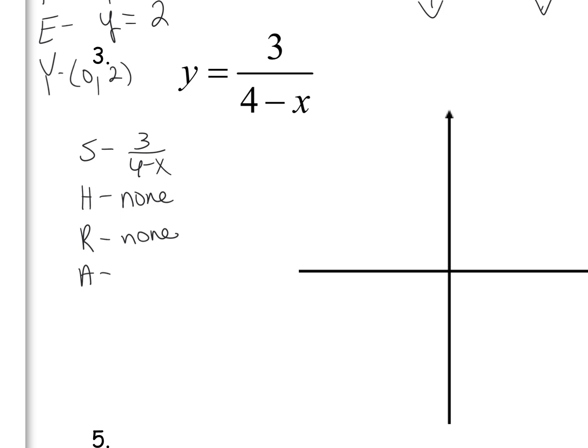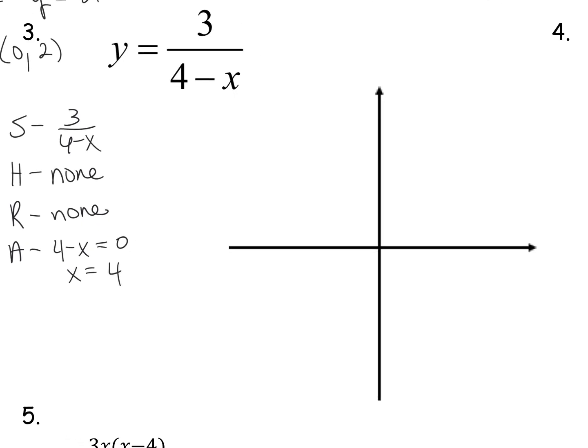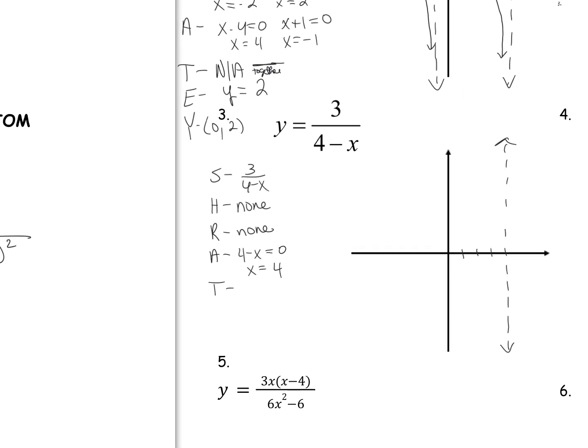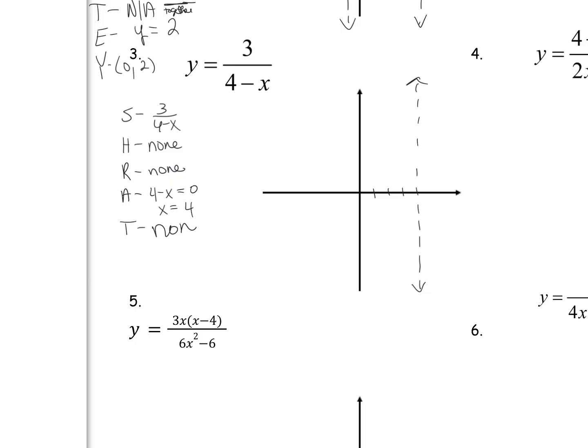Asymptotes. How do I find the vertical asymptotes? Take the bottom, set it equal to 0, so I get x equals, and this one is pretty much just like our previous one, isn't it? Except we don't have any roots. T, is there anything squared on the bottom? So we're going to put none.